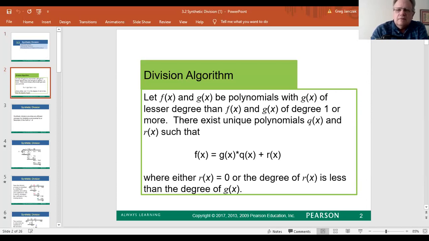Let's look at this. The division algorithm. Basically, you have g of x as our divisor, q of x as our quotient, and r of x as our remainder. This is the kind of format that you may see in some of the homework.